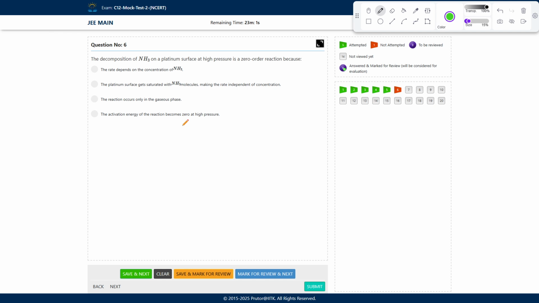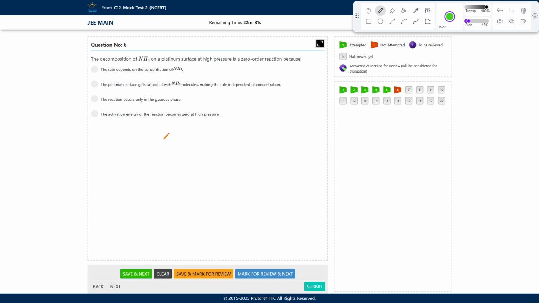Fourth option, activation energy of the reaction becomes zero at high pressure. Okay, so activation energy of the reaction becomes zero at high pressure. Then this is also not going to be correct. From the activation energy, you cannot determine the order of the reaction. Activation energy doesn't explain the order of a reaction basically. So this is also not the correct reason.